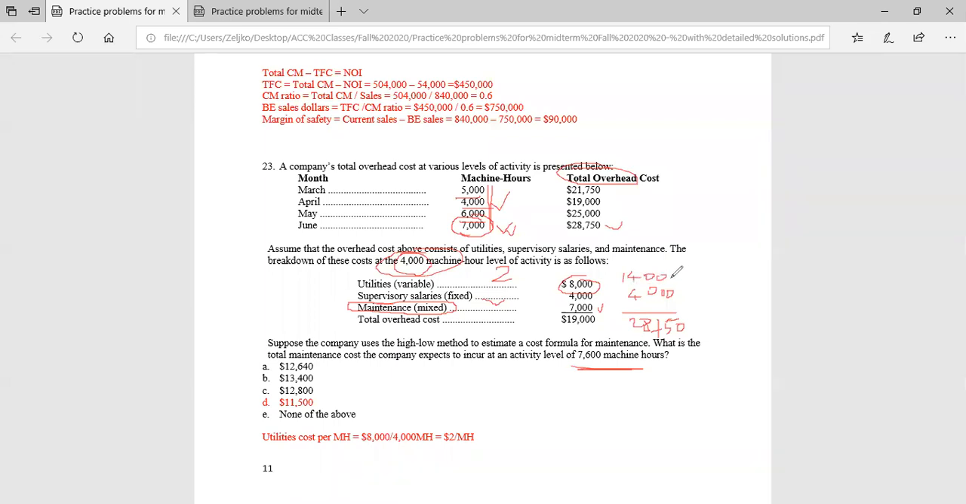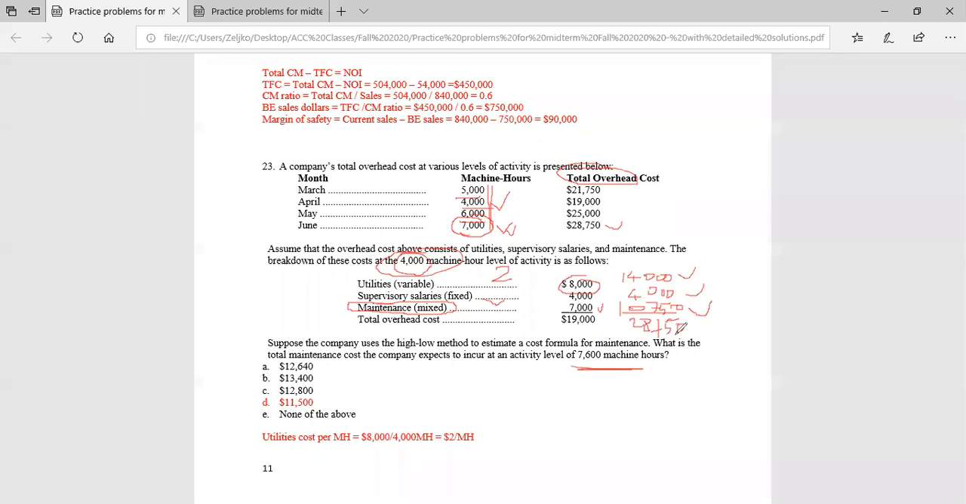So you see, now you have your maintenance. Now you have here 14 and 4 is 18, and here you have 28,750. So your maintenance here will be 10,750. So that was really not the trick, but the thing to do in this problem.